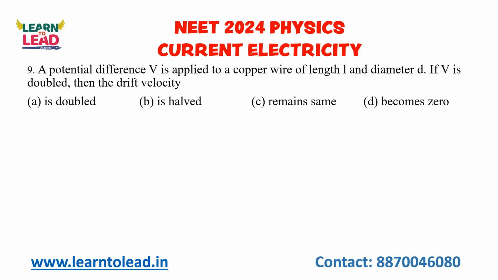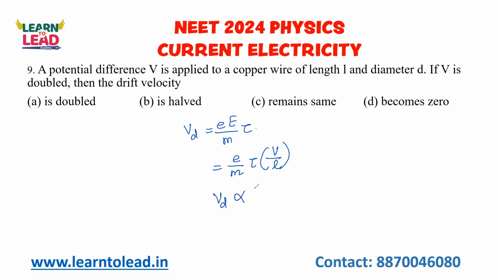Next. A potential difference V is applied to a copper wire of length L and diameter D. If V is doubled, what will be the drift velocity? So what is the formula for drift velocity? Drift velocity is equal to charge e into capital E divided by m into tau, so e by m into tau into V by L. For electric field, you can write it as V by L.